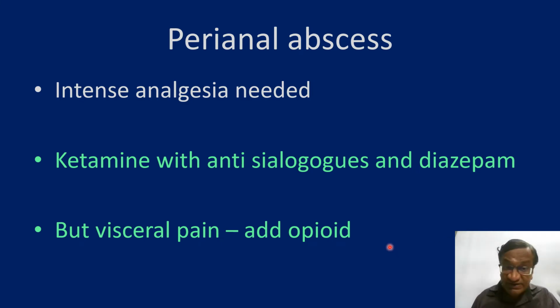But if you have visceral pain, always add an opioid. This addition of an opioid a few minutes prior to ketamine will definitely decrease the dose of ketamine needed, but also improve the quality of analgesia.